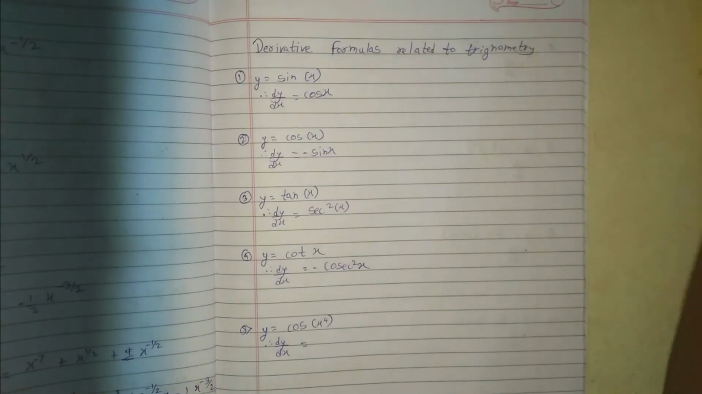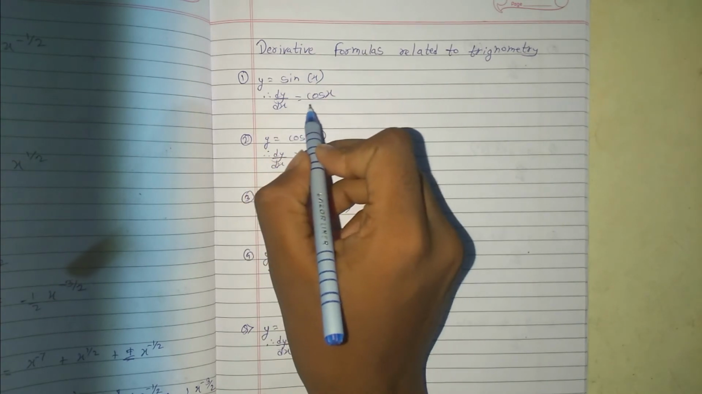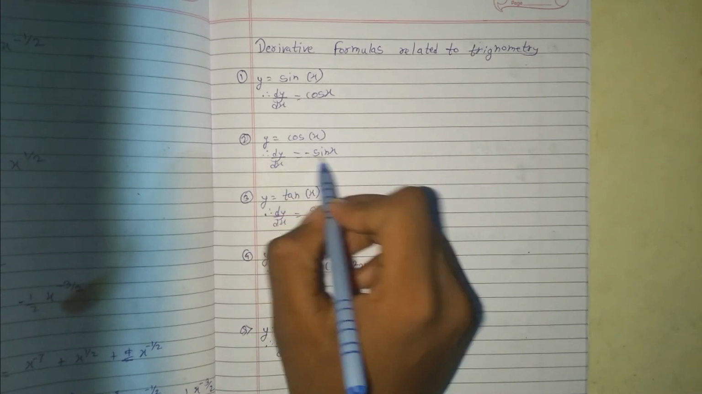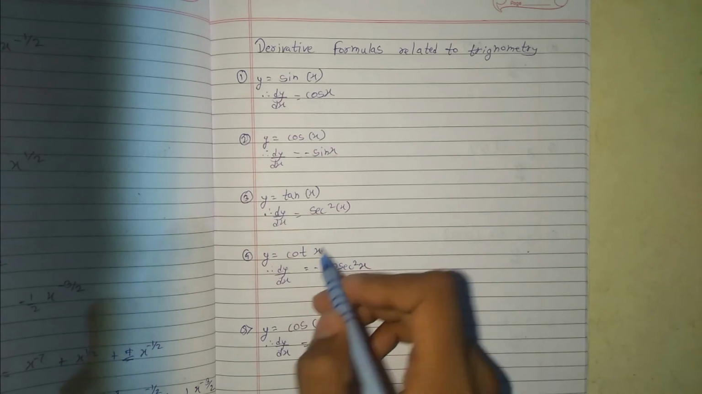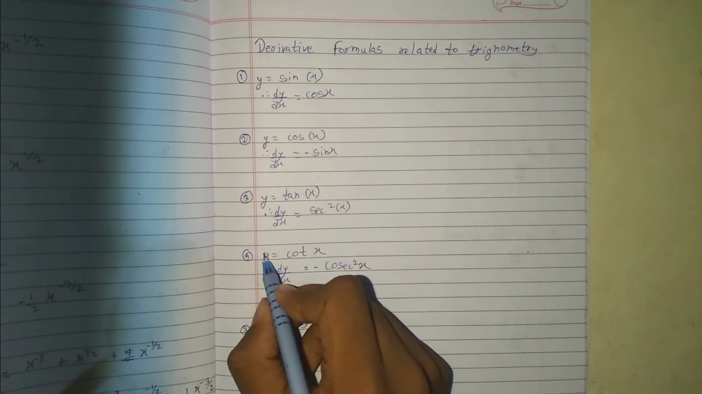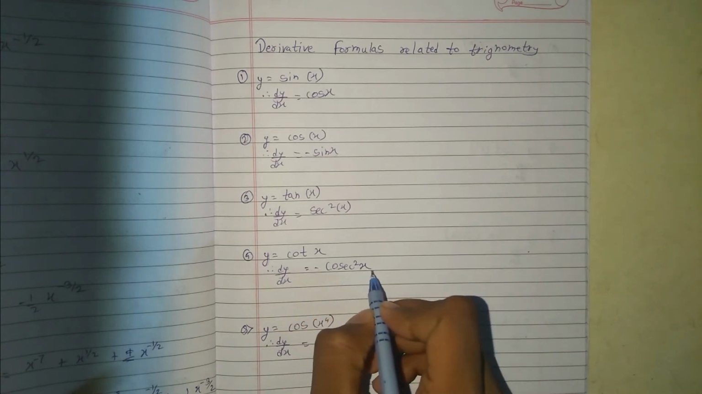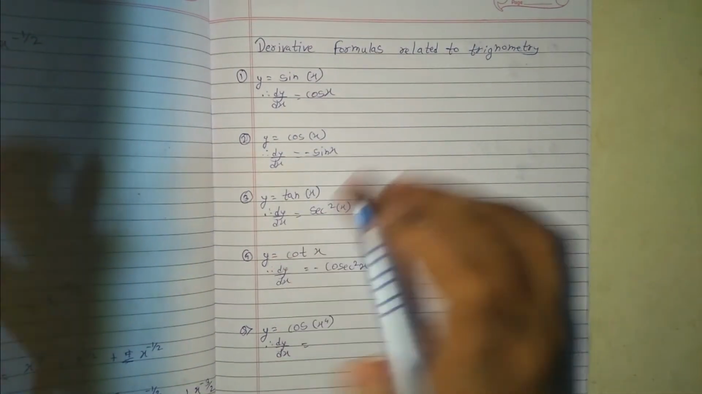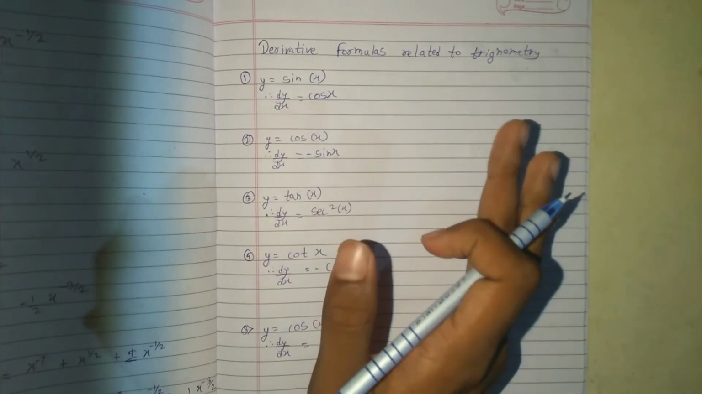Now we will learn about derivative formulas related to trigonometry. So let's see. Given that y is equal to sin x, then dy upon dx is equal to cos x. Given that y is equal to cos x, then dy upon dx is minus sin x. Given that y is equal to tan x, then dy upon dx is equal to sec square x. Given that y is equal to cot x, then dy upon dx is equal to minus cosec square x. These are the basic trigonometric formulas. There are many more, but we will first learn the basics. Let's take a screenshot of it.